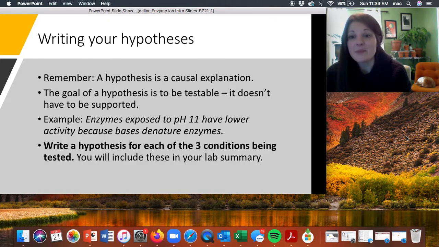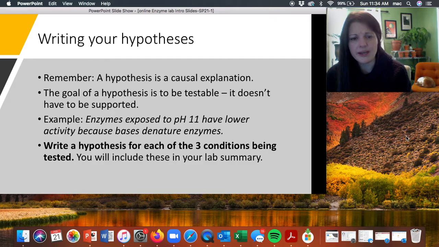So we have an example hypothesis right here. Enzymes exposed to pH of 11 have lower activity because bases denature enzymes. You don't have to support it, you just have to write about it. And that's what you're graded on, is how you write about it.